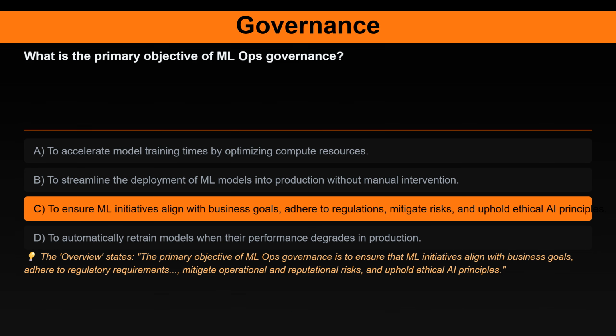The correct answer is to ensure ML initiatives align with business goals, adhere to regulations, mitigate risks, and uphold ethical AI principles. Here's the explanation. The overview states, the primary objective of MLOps governance is to ensure that ML initiatives align with business goals, adhere to regulatory requirements, mitigate operational and reputational risks, and uphold ethical AI principles.